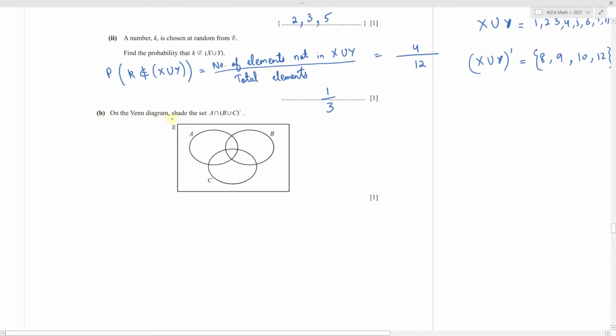Part B is, on the Venn diagram, shade the set A intersection (B union C) complement. So let's first find this B union C. B union C would be everything inside of set B and set C. So everything here inside this blue boundary is B union C, and B union C complement is everything outside of this blue region.